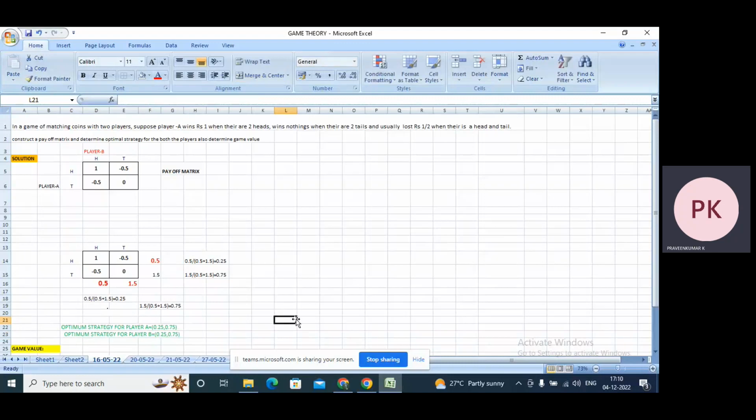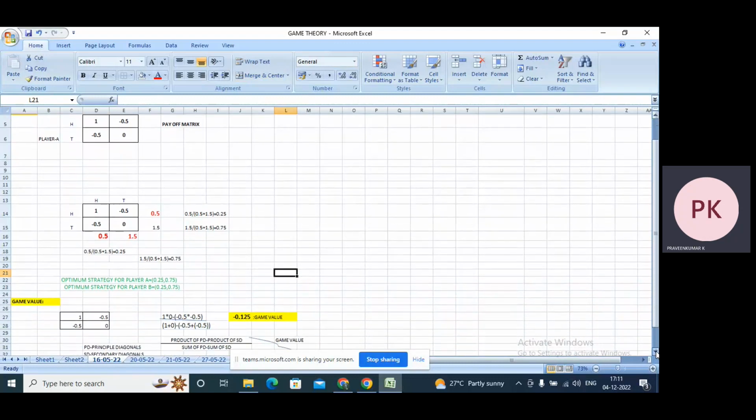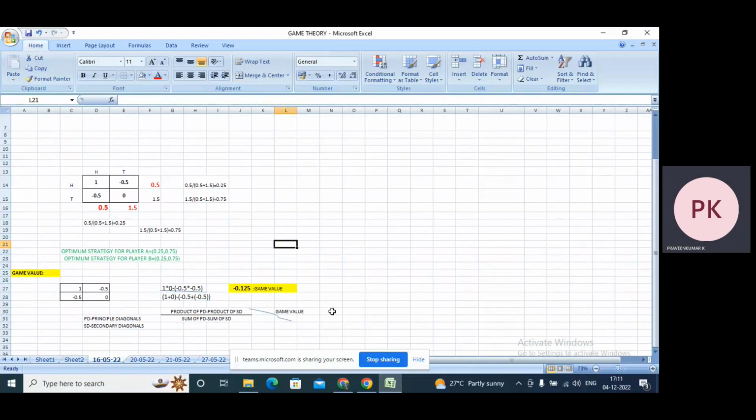So now we calculated the payoff matrix and we calculated the optimum strategy for player A and player B. The last thing is we need to determine the game value. To find the game value, I will select this payoff matrix and use this formula. Game value is equal to the product of PD, principal diagonals, which are 1 and 0, minus the product of secondary diagonals, which are minus 0.5 and minus 0.5, divided by the sum of PD minus the sum of SD. That is the formula you need to remember.